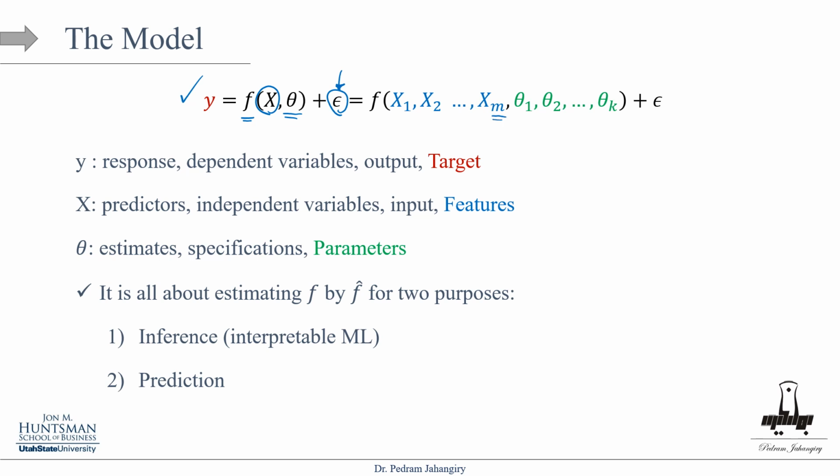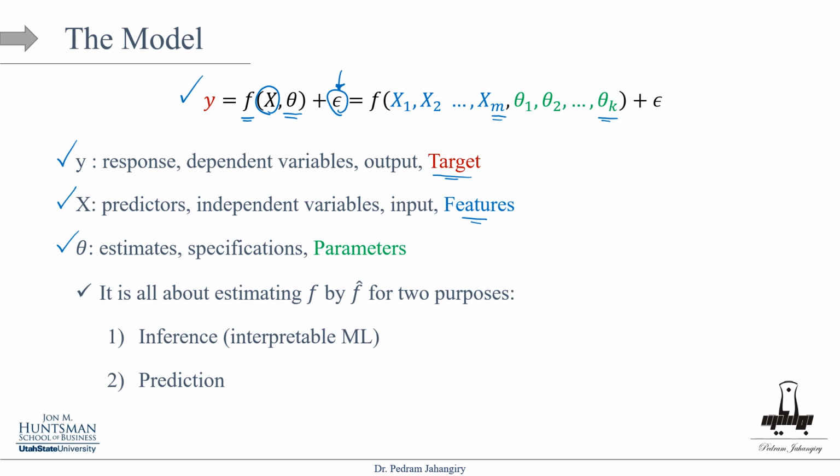The dimension of the data is going to be m, so we have an m-dimensional feature space, and let's say k parameters and hyperparameters. Our y variable is sometimes called the response variable or dependent variable. In machine learning language, we usually call it the target. Our x variables are predictors, independent variables, and in machine learning language, we call them features. And thetas are our estimates or specifications or parameters of the model.